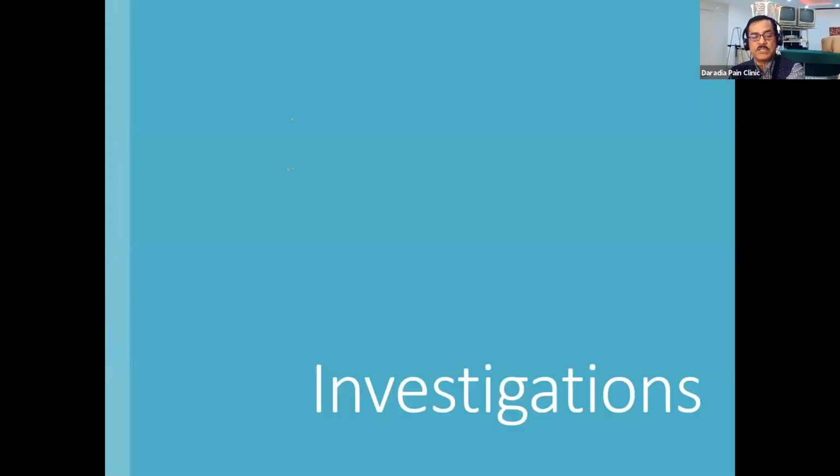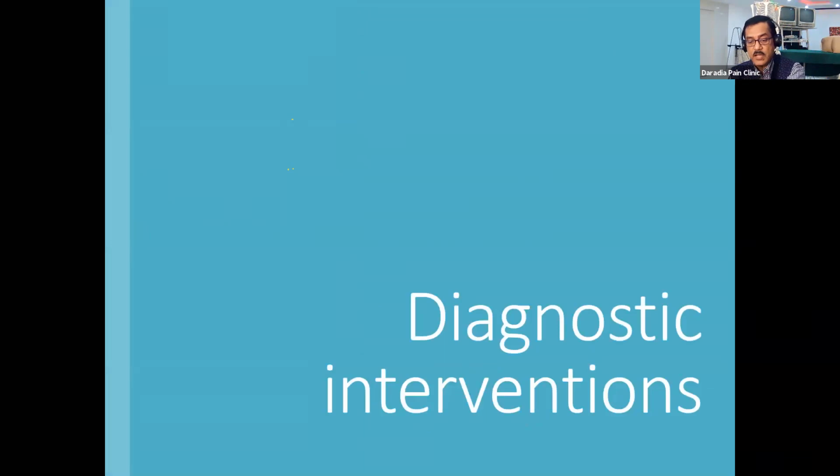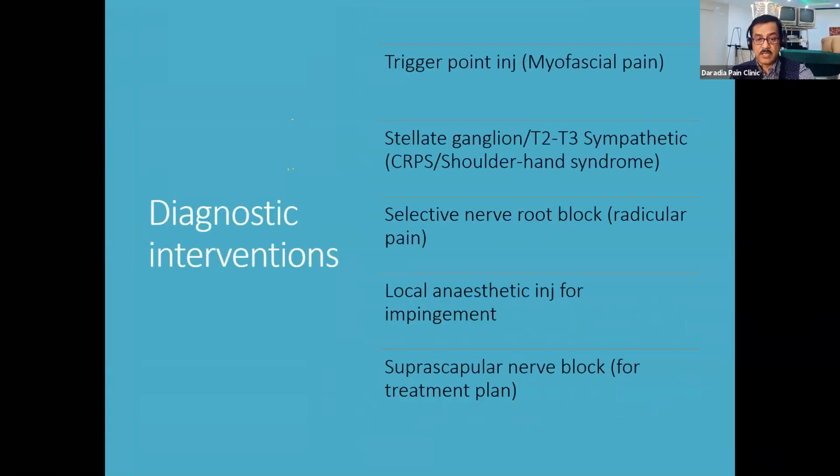So now are your investigations. In the investigations there is a long list, but I told you ultrasonography is very, very important. Without that, your examination is not complete. Now are your diagnostic interventions. Again, very, very important. One of the important extrinsic causes was shoulder hand syndrome. I don't remember whether I talked about it or not.